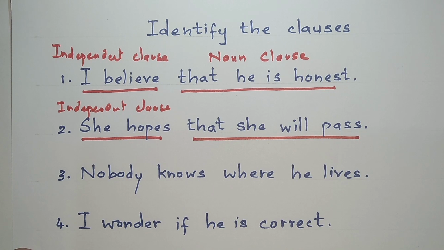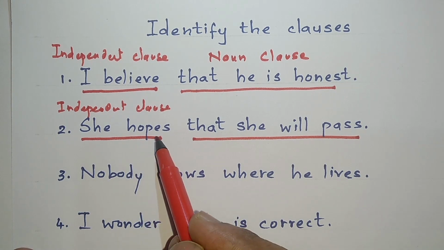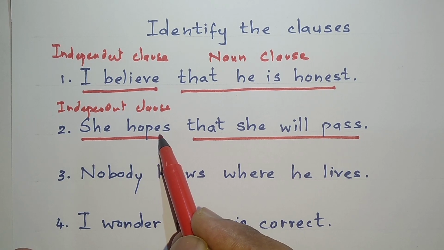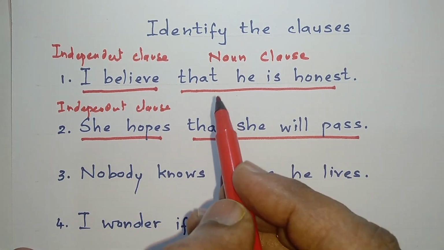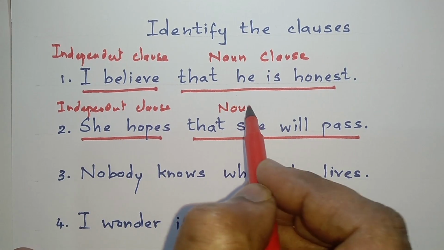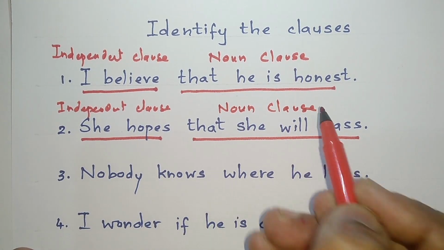She hopes. Hopes what? Ask the question what to the verb in the independent clause. Hopes what? That she will pass. Yes, you're getting the answer. So therefore, the dependent clause is a noun clause.